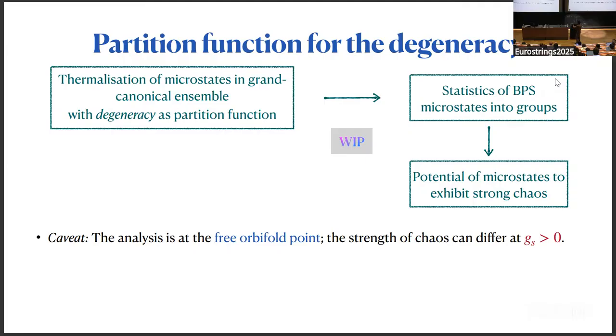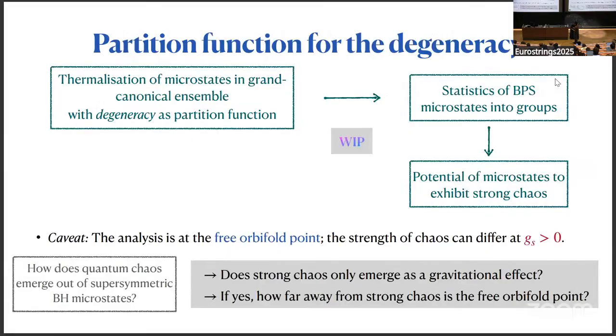And of course, the strength of chaos can differ whenever I go to higher values of GS. However, we do believe that the analysis is still important, because I started with this question: how does quantum chaos emerge out of supersymmetric black hole microstates?